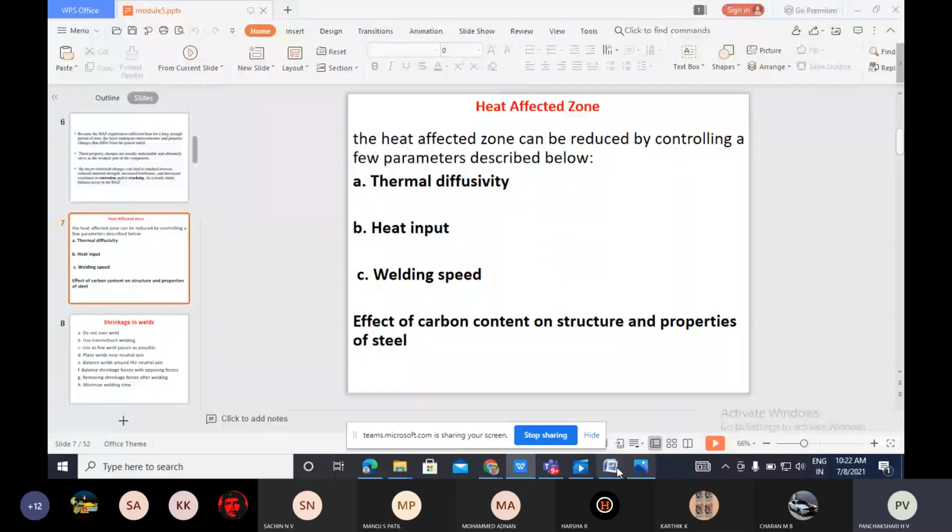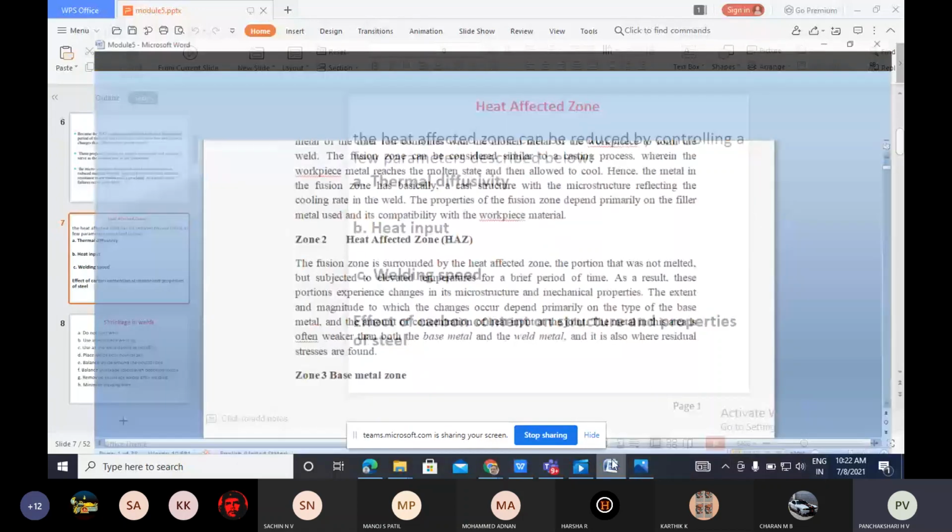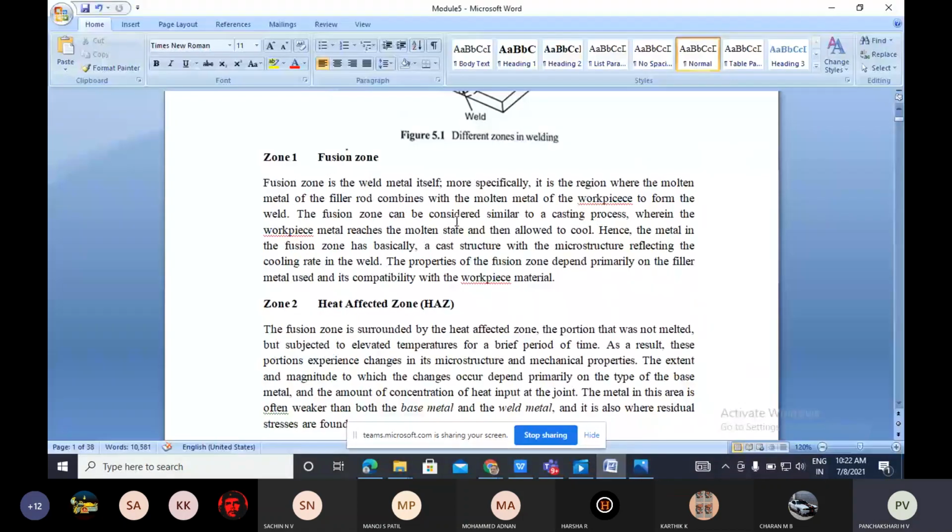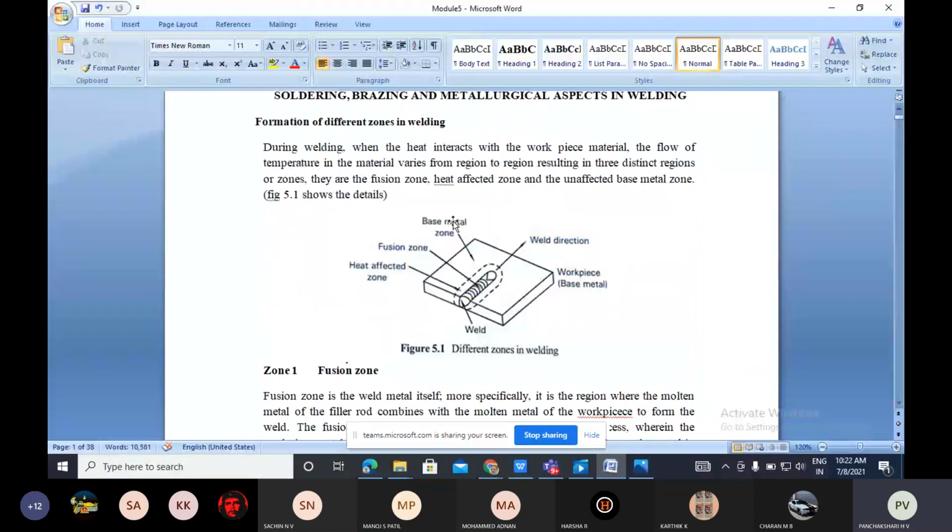With the help of a simple diagram you can see here. This is the weldment. Different zones in welding. Here this is the base fusion zone. In the welding structure, this is the fusion zone where the metal melts and then solidifies. Surrounding this is the heat affected zone, and this is the base metal, and this is the direction of weld.